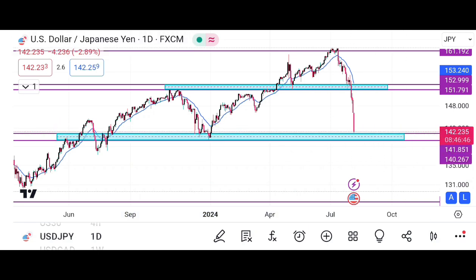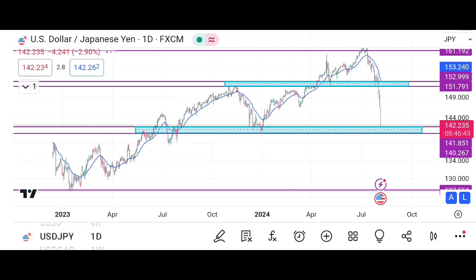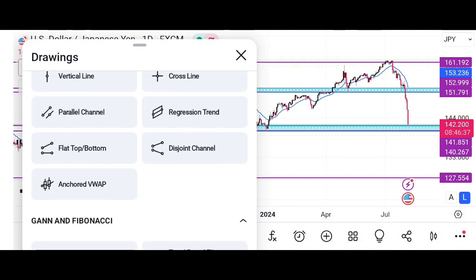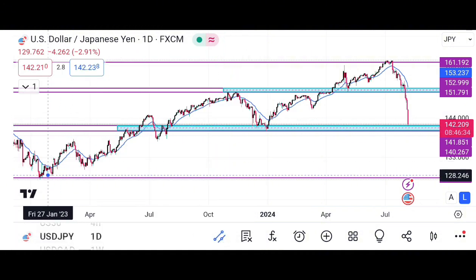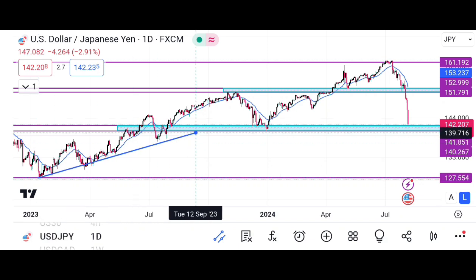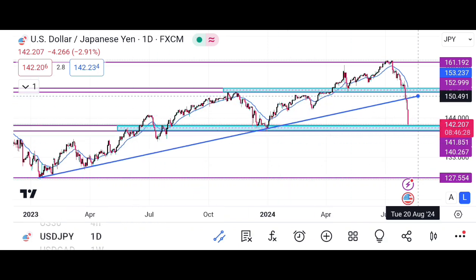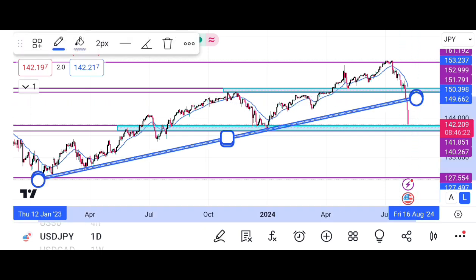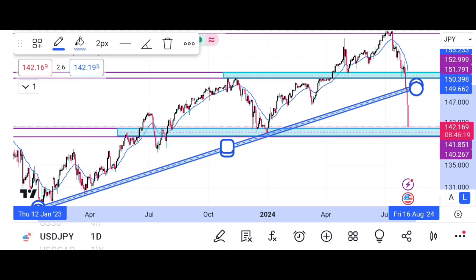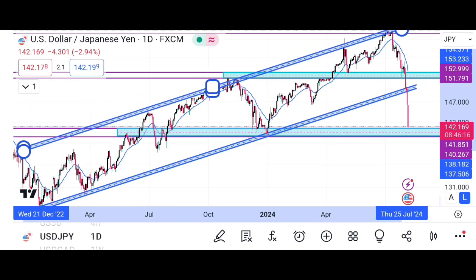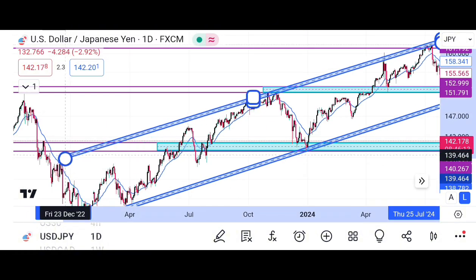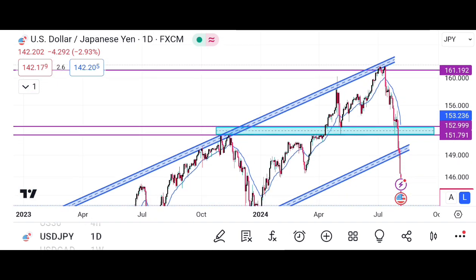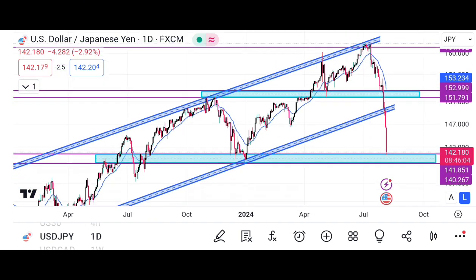You guys see what I'm saying? I want you guys to see what I'm seeing. A parallel channel again. Guys, I think I told you why I am using this parallel channel. I'm using it in order to protect myself from breakouts, from fake outs. It is very important for one to protect themselves from fake outs.